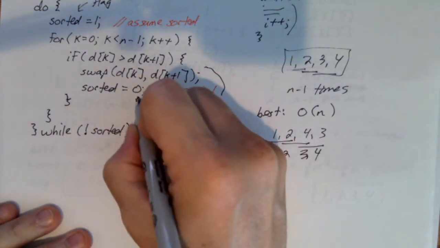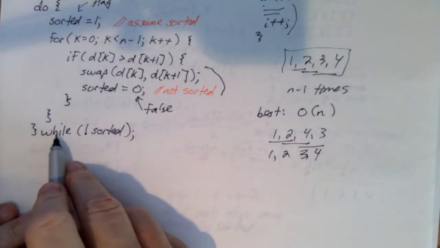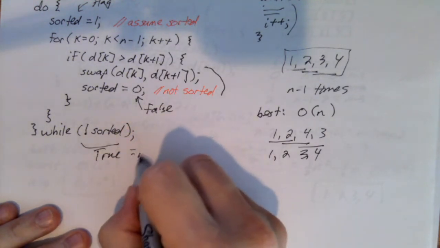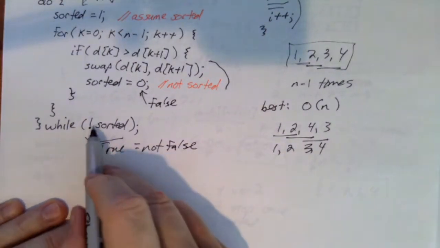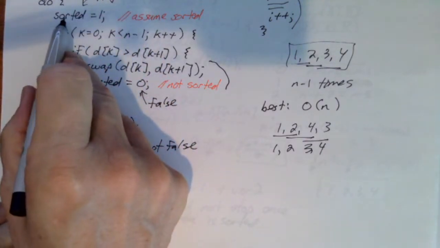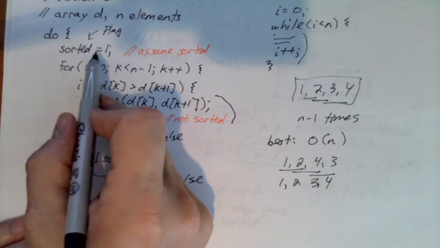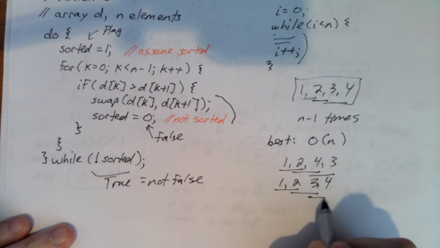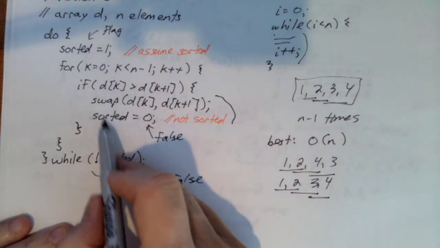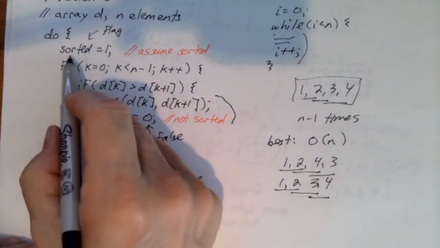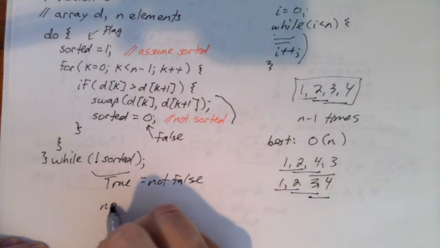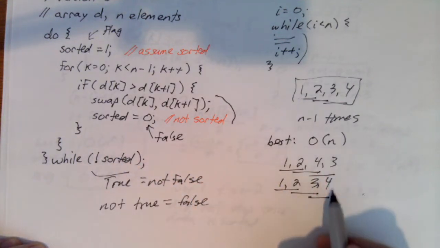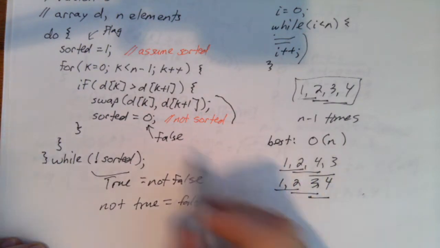In C, 0 means false. So when I say while not false, then I'll get, this means true. Not false is equal to true, so this runs again. But when I come back up here, now I'm gonna reset sorted to be 1. That is, we're gonna assume again now the data's sorted. So I'm gonna compare 1 and 2 again, compare 2 and 3 again, now compare 3 and 4. Everything is in the correct order, so these two lines of code do not execute. Therefore, sorted is still 1, and I get that not true is really equal to false, and this fails, and we stop. So in this case, we made 2 passes through this and then stopped.